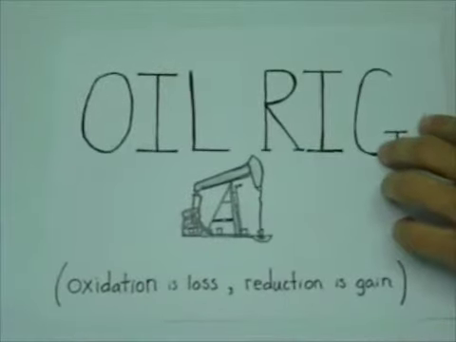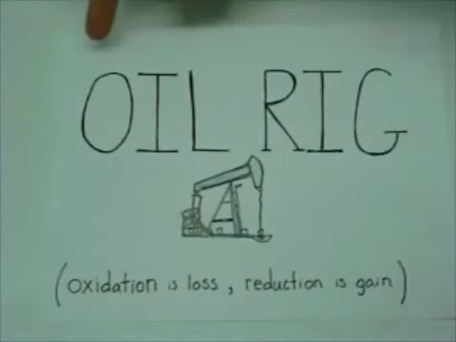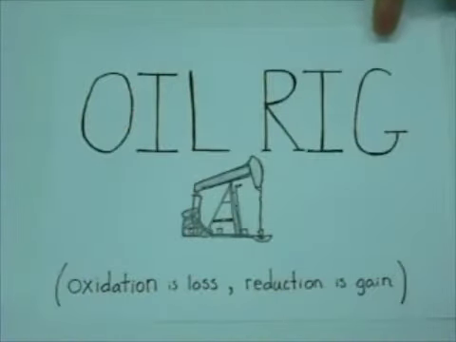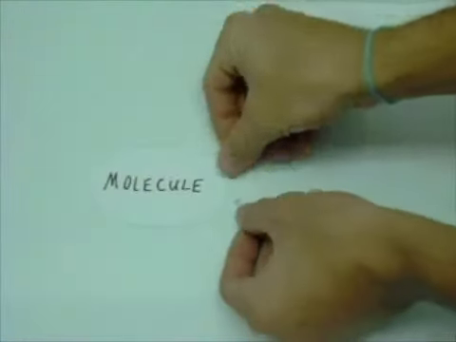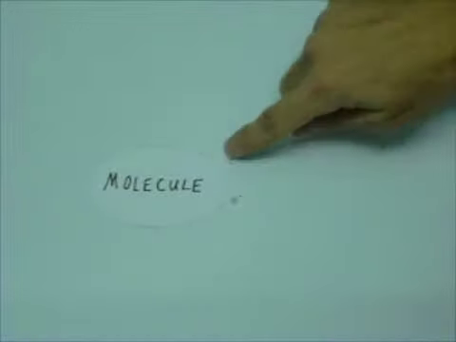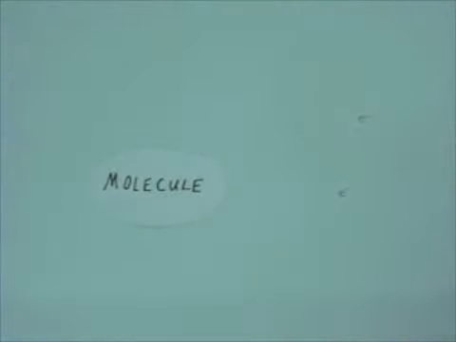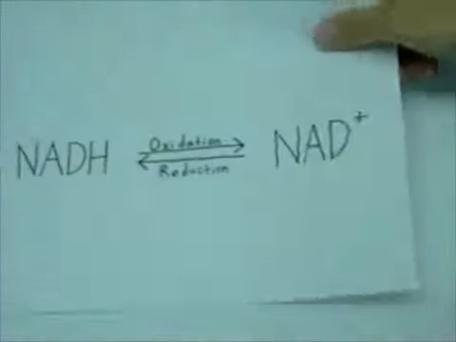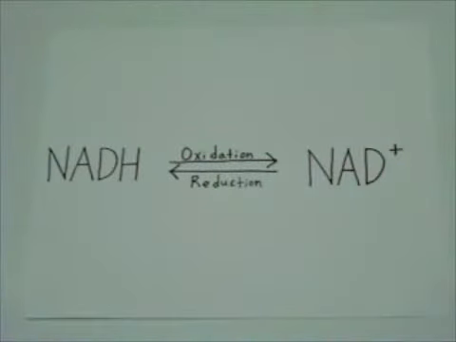An easy way to remember oxidation and reduction is OIL RIG. OIL stands for oxidation is loss of electrons, and RIG stands for reduction is gain of electrons. When a molecule is oxidized, it loses electrons, becoming more positive. When a molecule is reduced, it gains electrons, becoming more negative. One molecule that's commonly oxidized and reduced in the cell is NADH. When the nitrogen in NAD+ gains electrons, it's reduced to NADH, and vice versa.